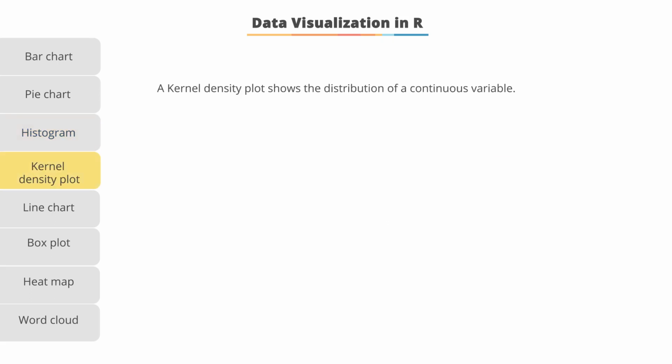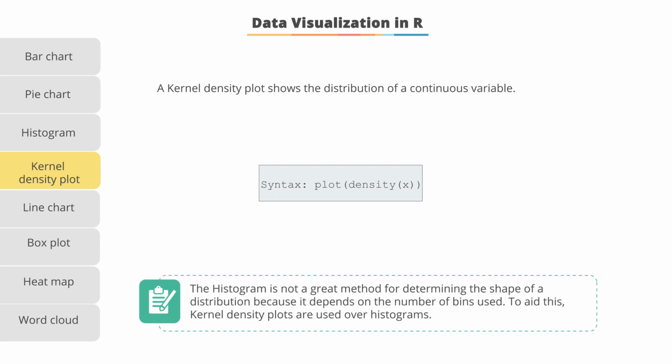Now a kernel density plot shows the distribution of a continuous variable. Syntactically, we're looking at plot density of what we're trying to graph. And so one important thing to note is that the histogram is not a great method for determining the shape of a distribution, because a histogram depends on the number of bins that are used. So to aid in this, kernel density plots are used over histograms. Well, what do they look like? They look like a distribution.